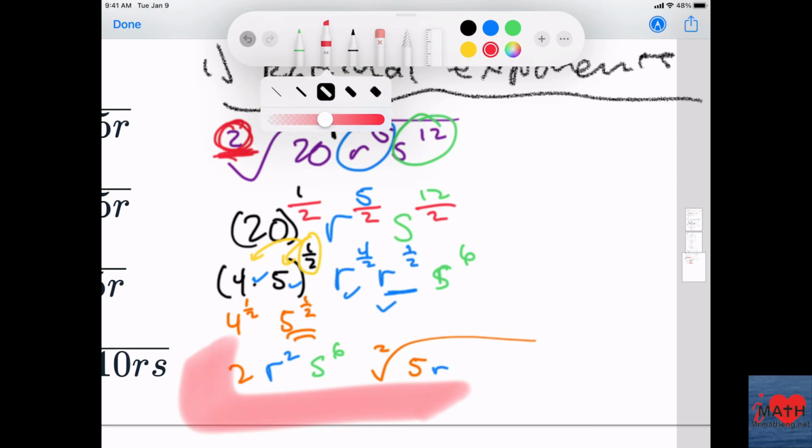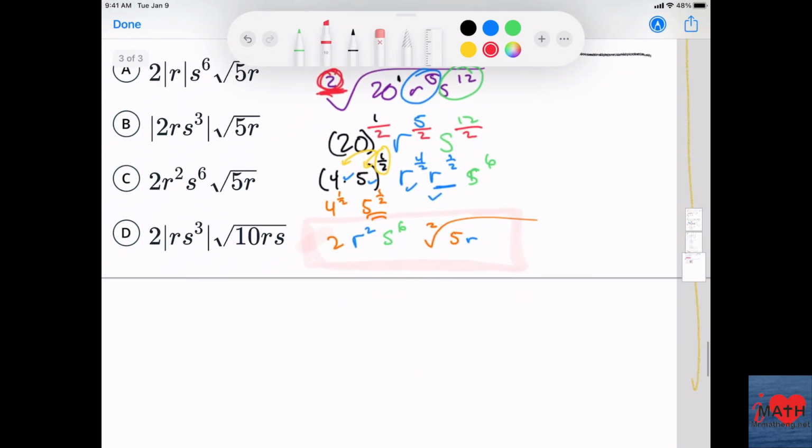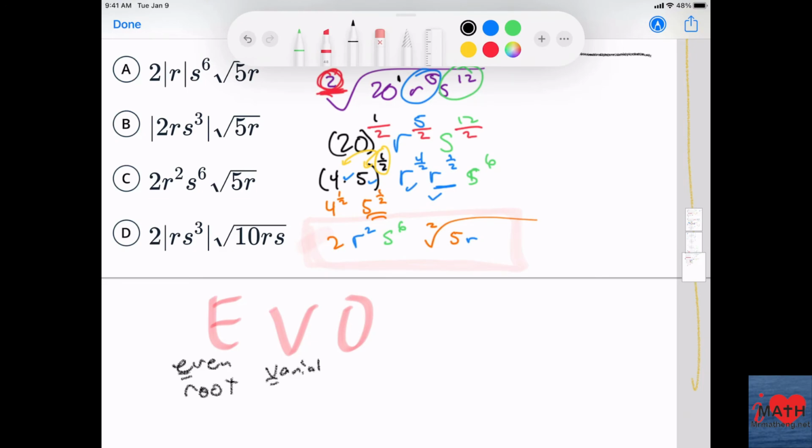Now I also want to talk about the abbreviation, if you guys remember, EVO. What EVO stands for is E, even root. V means variable. And then the O stands for odd, and it is on the outside.